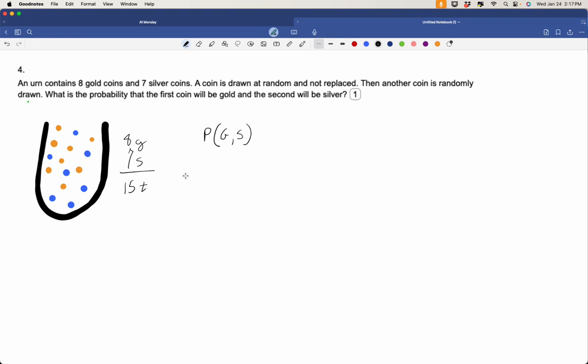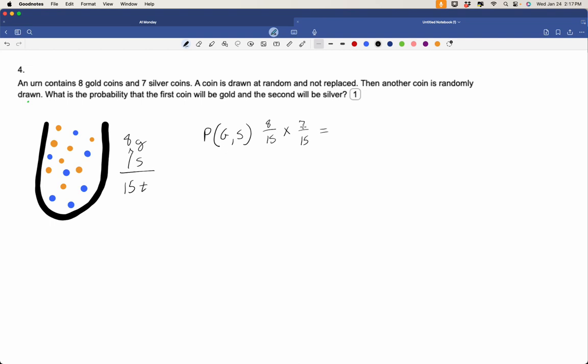So now we're going to look and see what our values for each one of those are. So for the gold coin, 8 out of the 15 coins is gold. For silver, 7 out of 15 is silver. 7 of the 15 coins are silver. So 8 out of the 15 are gold, 7 out of 15 are silver. We just multiply. You just multiply straight across.